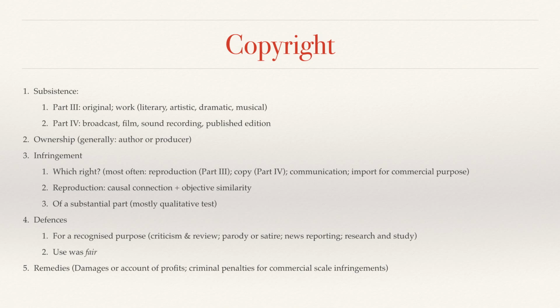There are two categories of copyright protection: original works, which are literary, artistic, dramatic, and musical works. And there are the Part 4 productions, subject matter other than works, which includes sound recordings, films, and published editions and broadcasts. Okay, so copyright, you've got an easy 5-part structure.